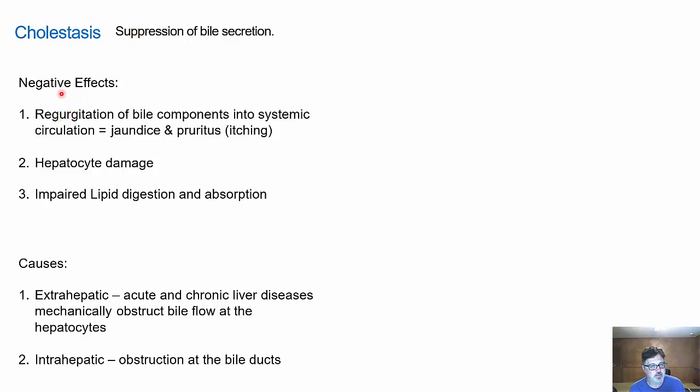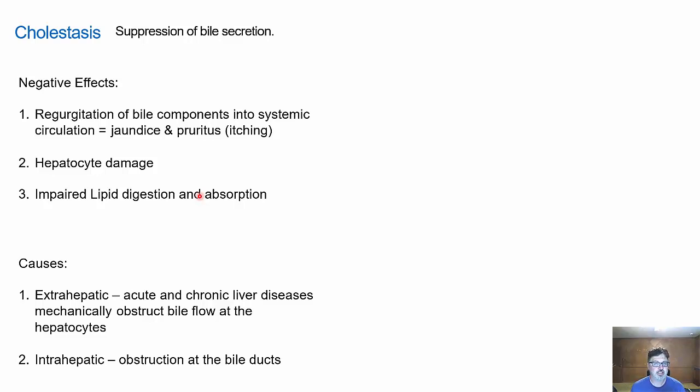First of all, the negative effects. What happens here is that this is going to cause the regurgitation of bile components back into systemic circulation. So as that builds up, you could get that portal hypertension, and then the bile can start to cause things like jaundice from the bilirubin in the bile, pruritus, itching sensation, if you would. Now, this will also damage the hepatocytes. It'll damage those tight junctions and chemically damage the cells themselves. And it's also going to slow down and impair your lipid digestion and absorption.